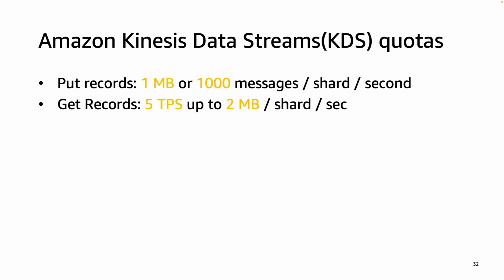Now, in terms of the Kinesis data stream quotas, you have put records: it's 1 MB or 1000 messages per shard per second. You can have up to 1000 shards, so you can scale to that if you have that kind of workload to support. Get records, you can have 5 transactions per second or 2 MB per shard per second. As I mentioned, you can have multiple shards, so if you need more throughput, you can use that, or you can use enhanced fan out as well.